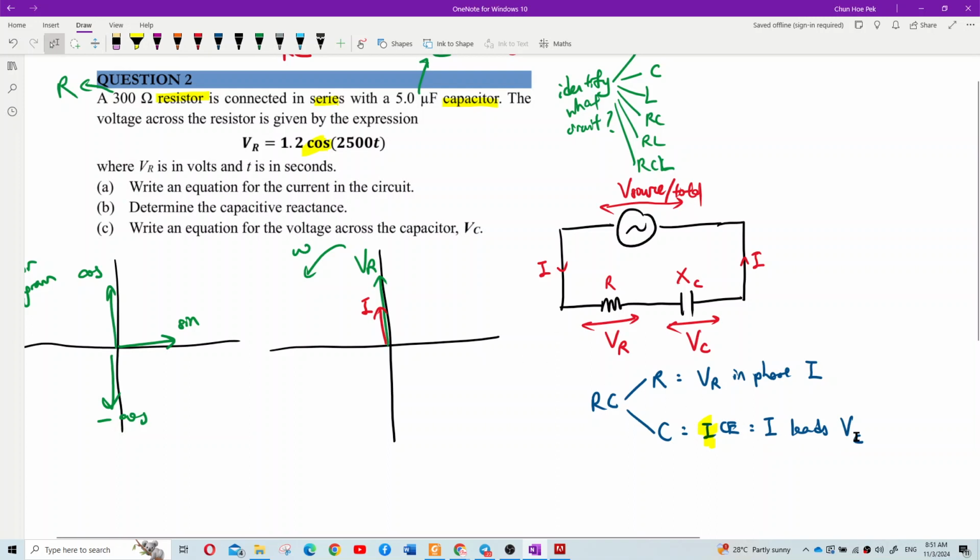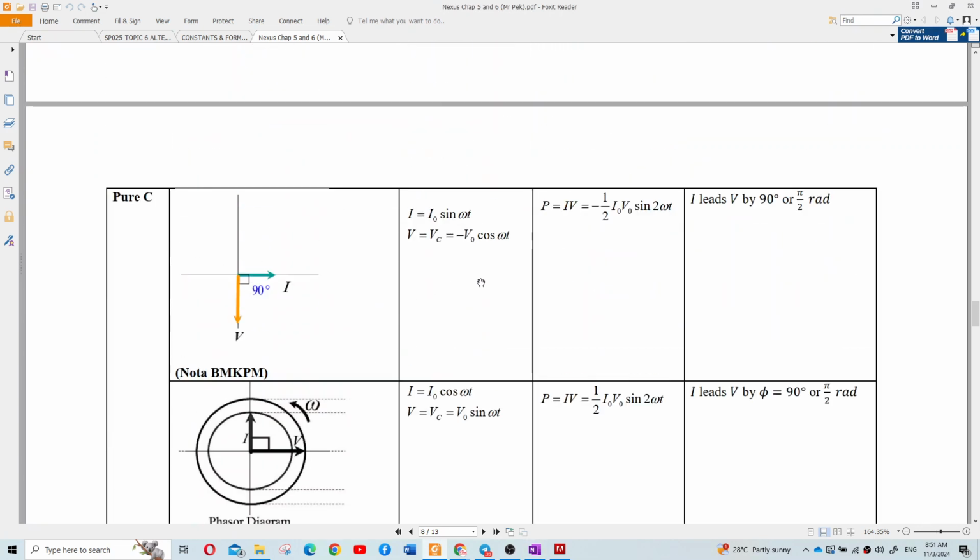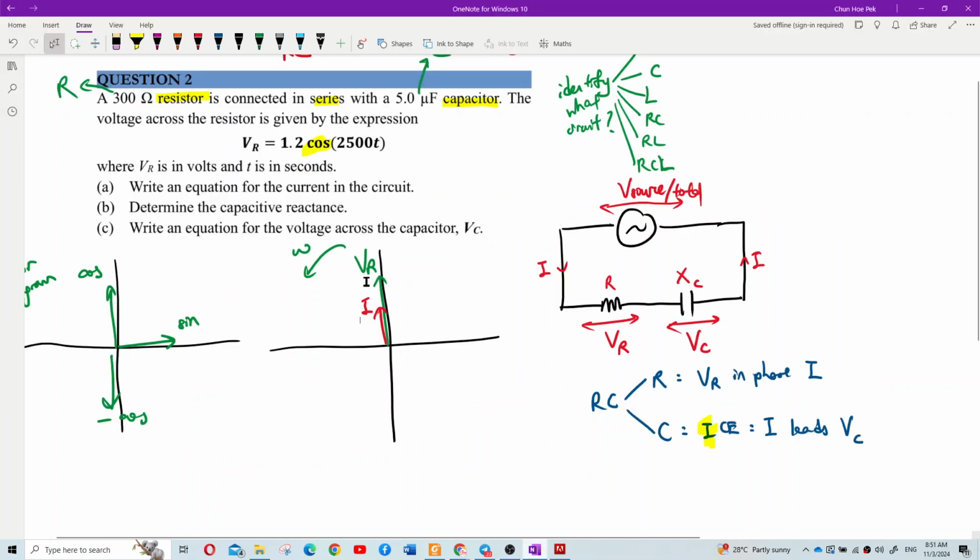Now VC pula. VC di mana? Kalau pure capacitor macam mana? Pure capacitor current lead by 90 degree, isn't it? So mesti 90 degree between current and VC. Okay. So look at here. Current sudah saya tahu current di sini. Dan for capacitor is current leading. Current leading VC. So VC di mana? VC mesti di sini.